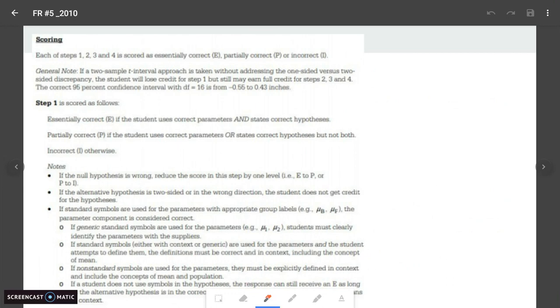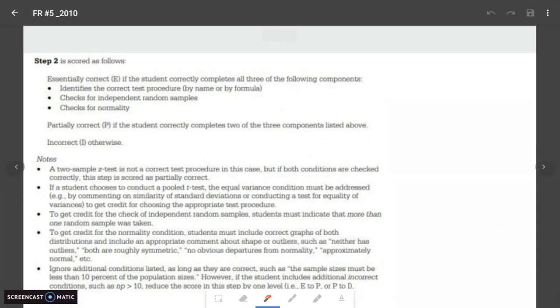So step 1, remember, essentially correct is just stating your hypothesis and the parameters. There's a couple notes that I would like you guys to look through here attached to the slide, or you could look to the rubric page. It's also on Google Classroom. Step 2, it identifies the correct test by name or formula. So you have to have one of those 2 things in there.